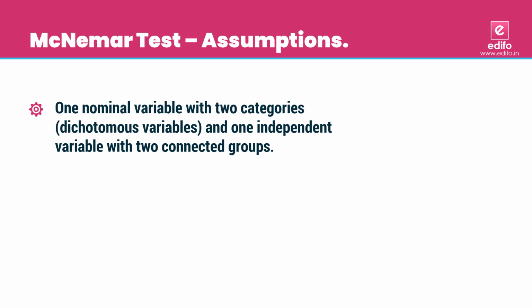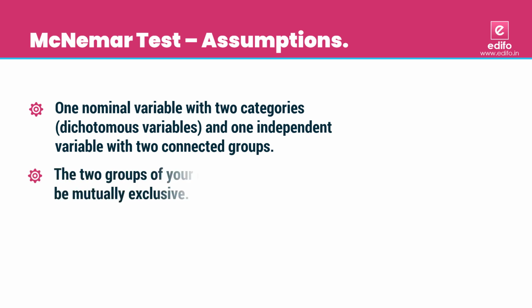Second assumption is that the two groups of your dependent variables must be mutually exclusive. That means the participant can only be in one of the two groups. They cannot be in both groups at the same time. In other words, participants cannot appear in more than one group.